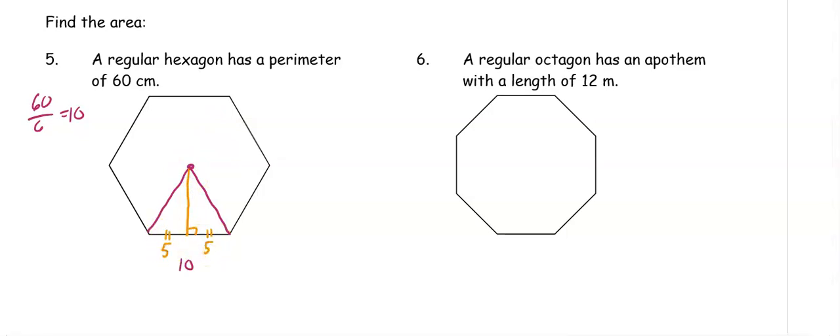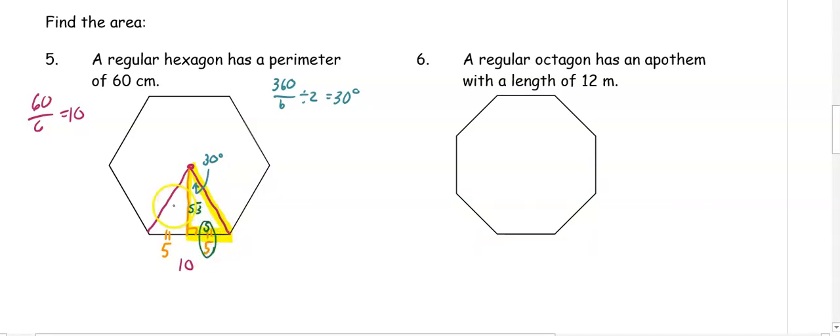Now, remember for a hexagon, to get our angle measure, 360 divided by 6 divided by 2. So 360 divided by 6 is 60, divided by 2 is 30 degrees. So it's always going to be 30 degrees in a hexagon. If we focus on one part of the triangle, we can use our 30, 60, 90 triangle. So across from the 30 is S, which makes the apothem S root 3. So if S is 5, our apothem would be 5 root 3.